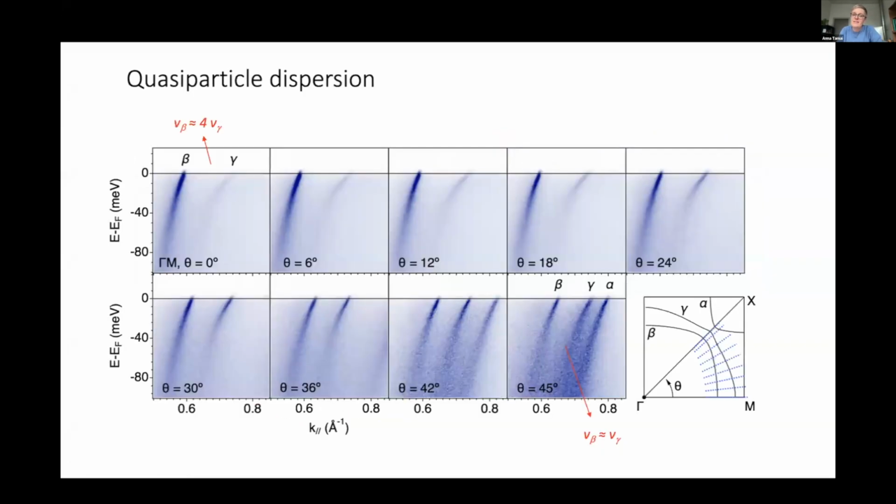The second thing we look at is how the quasi-particle dispersion evolves as you move on the Fermi surface. Here you have a few dispersion plots starting from the gamma-M direction into the diagonal of the Brillouin zone. When you look at the gamma-M direction, you see only the beta and the gamma band, and you see that the velocity of these two bands is quite different. As you move towards the diagonal, you see that the two bands have basically the same velocity. So there is a strong angular dependence of these velocities.